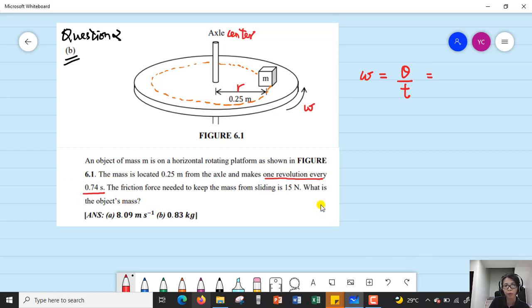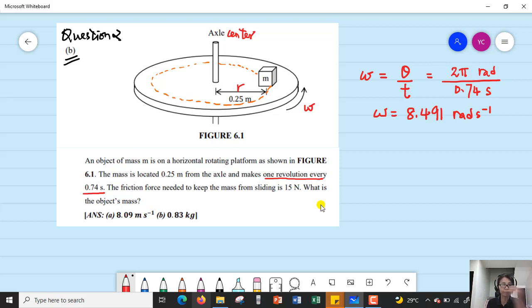So one revolution, we change it to radian, is equivalent to 2 pi radian. And the time taken to complete one revolution is 0.74 second. So I'll get the angular velocity, you might pause the video to do the calculations. So the angular velocity, how fast the object mass m rotates on the rotating platform, will be around 8.491 radian per second. Do you get the correct answer as mine?